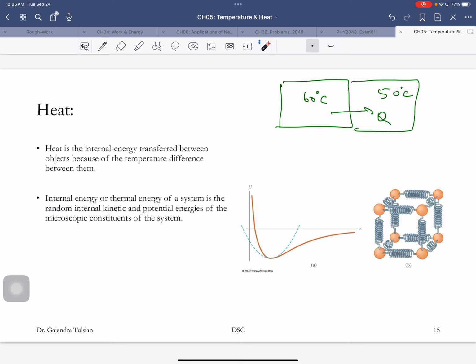So what is happening at the microscopic level? Here is a model of this solid. When it's at 60 degrees Celsius, these atoms are vibrating with a larger amplitude. They have more energy than these guys. What happens is some of these atoms give some of their energy to the others, so their vibration decreases, and the vibrational energy of the others increases. Okay, how long will the heat flow?